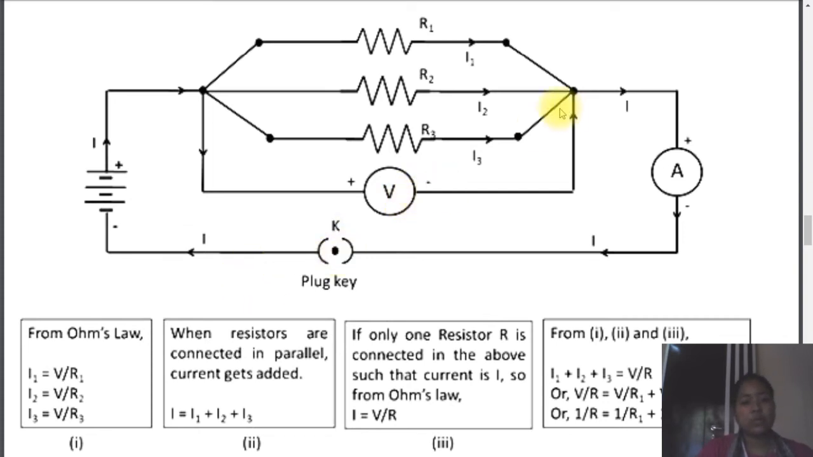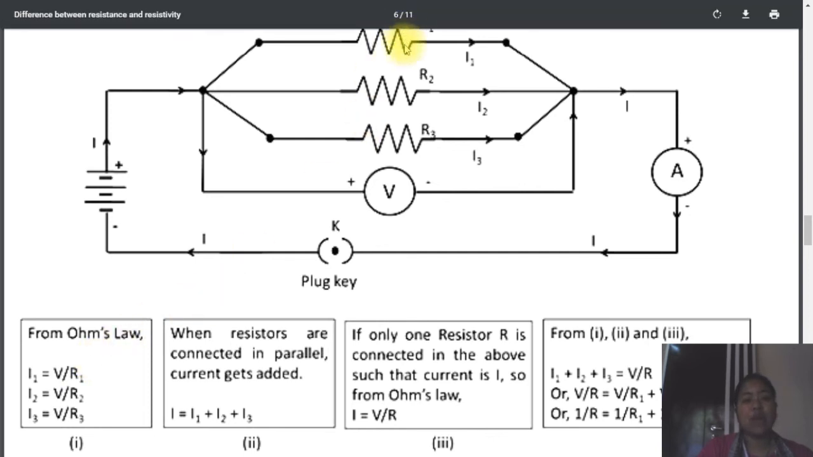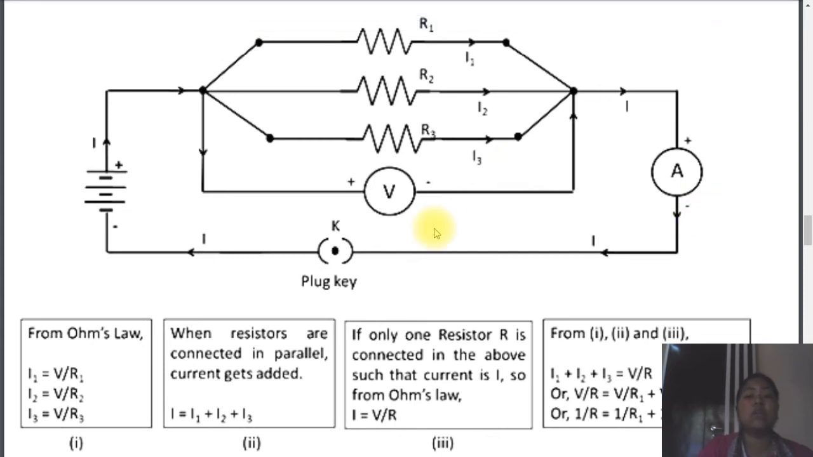Now in this electrical circuit, what is the equivalent resistance of the parallel combination? If we calculate the equivalent resistance of the whole circuit, we are not talking about every individual resistor. How will you calculate the equivalent resistance of the whole electrical circuit? To calculate that, we have Ohm's law, which gives us the relation between these three quantities: V equals I into R.